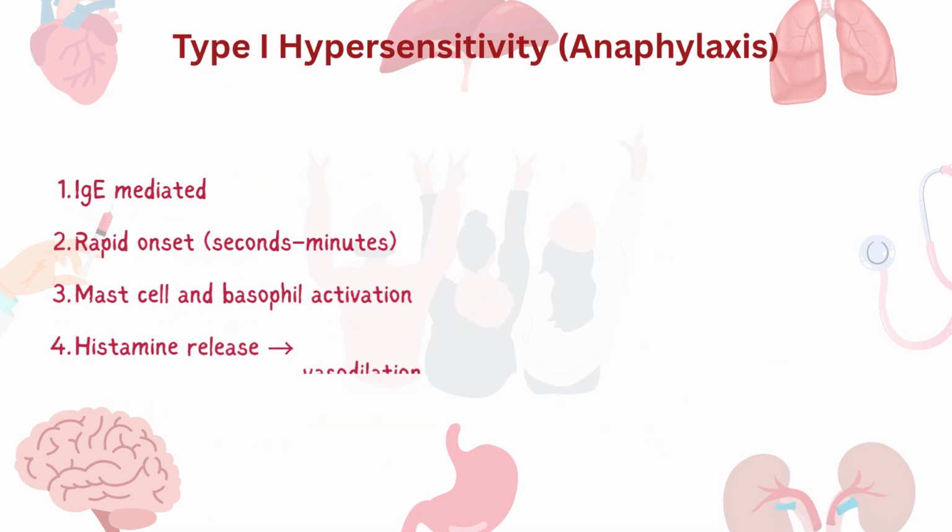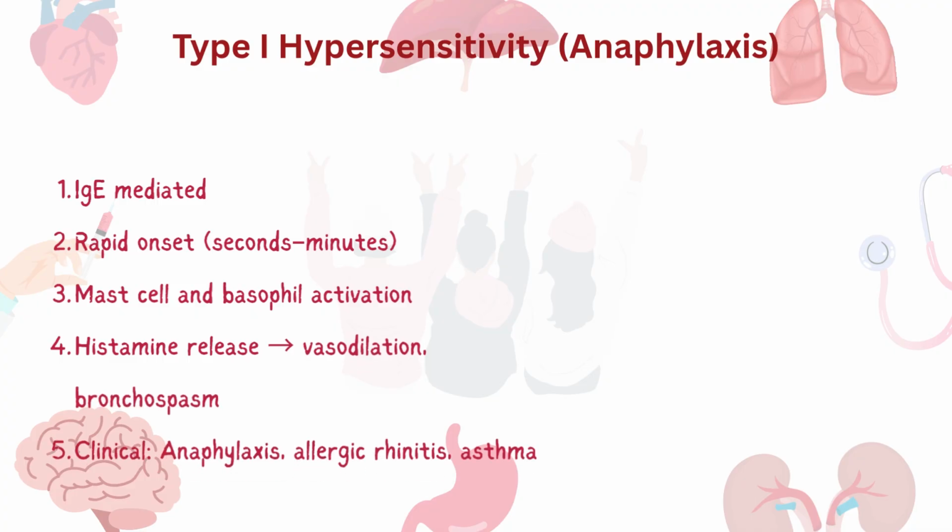Now, let's discuss the type 1 hypersensitivity reaction, which is also known as anaphylaxis, in some more detail. It's an immediate hypersensitivity reaction. It is mediated by IgE antibodies and it develops rapidly, within seconds to minutes after the exposure to the allergens. The key cells involved in type 1 hypersensitivity reaction are mast cells and basophils.